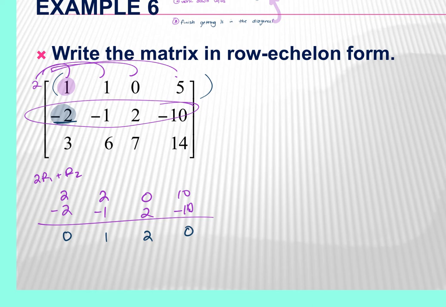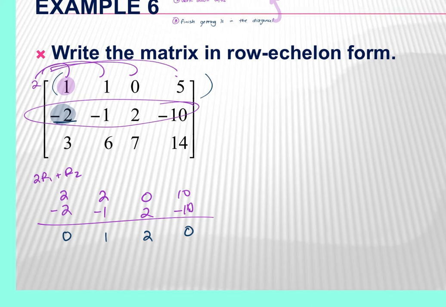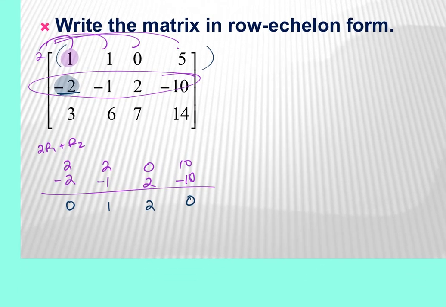Now when I add 2 rows together, I can replace either row with that row. So I just added row 1 and row 2. I can actually take this sum and replace row 1 with it or row 2 with it. But what were we trying to do? We're trying to replace row 2. So I'm going to replace row 2 with it. So row 1 stays the same: 1, 1, 0, 5. Row 2 becomes 0, 1, 2, 0. Row 3: 3, 6, 7, 14.